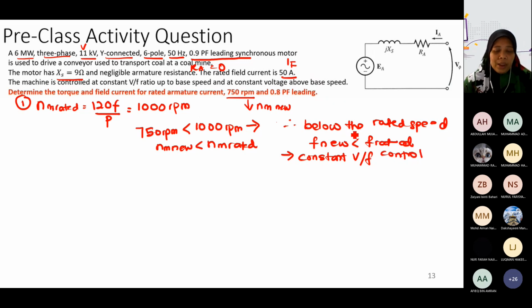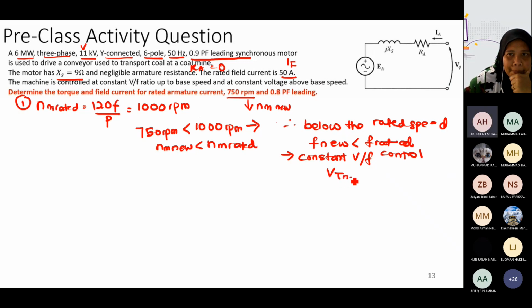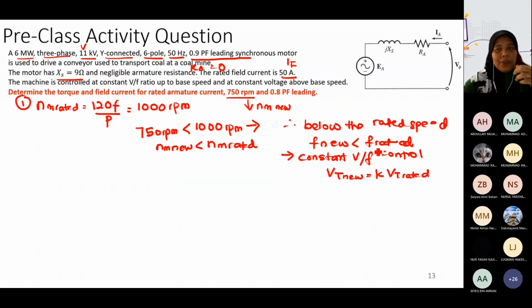What about the terminal voltage? If it is V over F, how do you find the terminal voltage? V_T equals to K times V_T rated. Okay, this is the voltage. These are all the information that you have learned before. Okay, now, how to start?